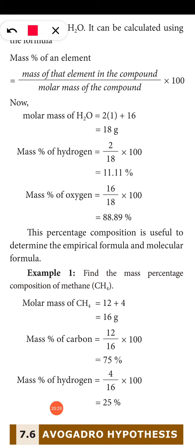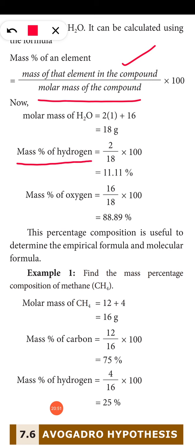Okay, for that, so mass percentage of an element is equal to mass of that particular element divided by molar mass of the compound into 100. So this is the formula. Okay, let's calculate the mass percentage of hydrogen present in the water first. So first we are going to calculate the mass percentage of hydrogen in water.